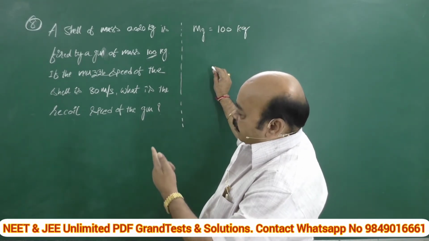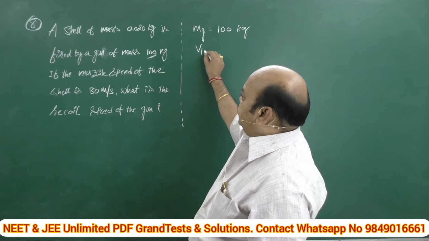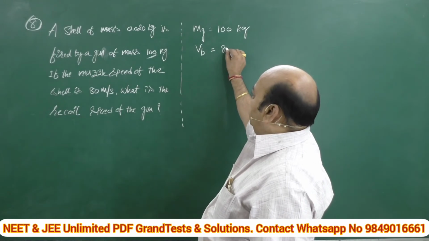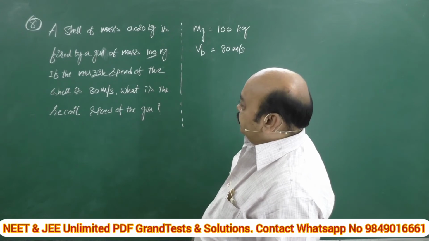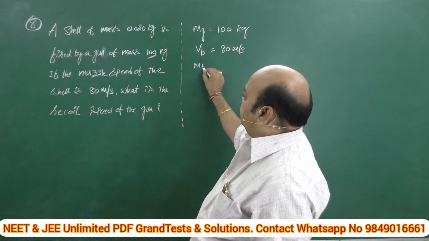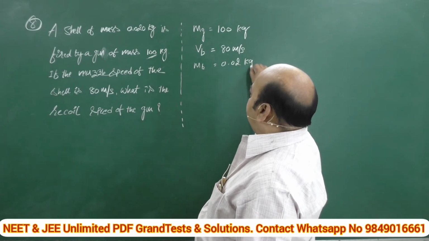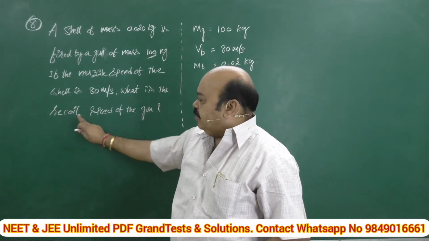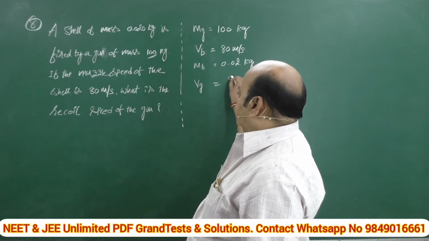and what is the muzzle speed of the shell? That means bullet. Shall we write velocity of the bullet? This is equal to how much? 80 meter per second. Of course, the mass of the shell, that means mass of the bullet, is given as 0.02 kg. What we have to find out is the recoil speed of the gun, nothing but velocity of the gun is equal to question mark.